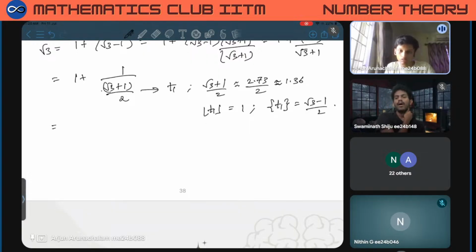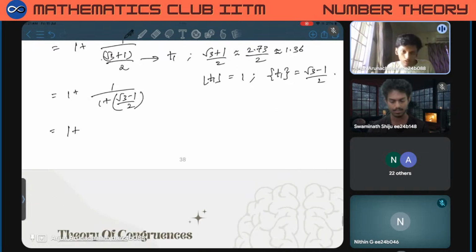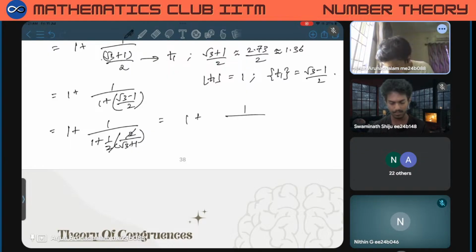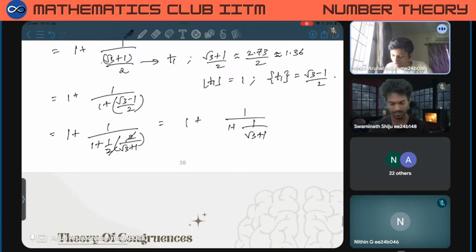So you just do 1 plus 1 by 1 plus root 3 minus 1 by 2. Now you write this again, so you rationalize that as well. 1 plus 1 by 2 by root 3 plus 1, I think. So this will cancel out. So this again becomes 1 plus 1 by 1 plus 1 by root 3 plus 1. Right? Wait, is it root 3? Yeah, it's root 3 plus 1.